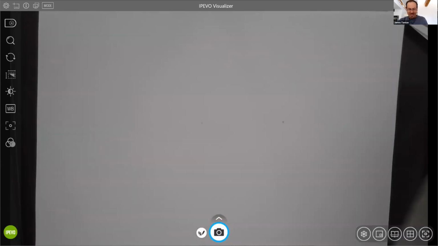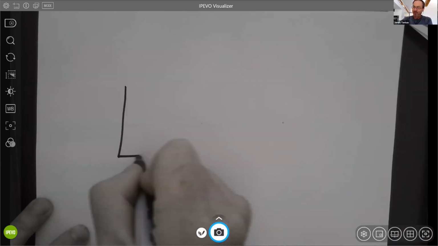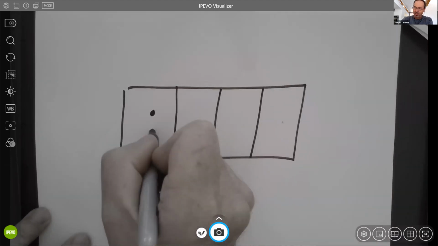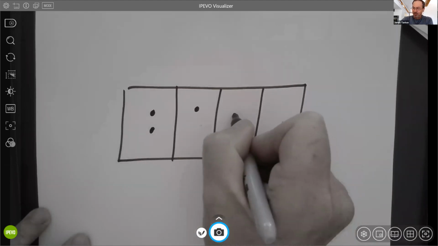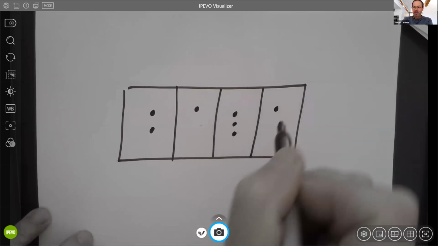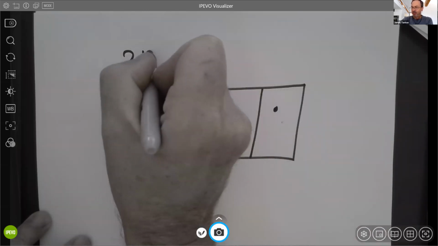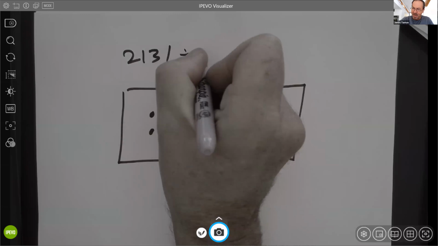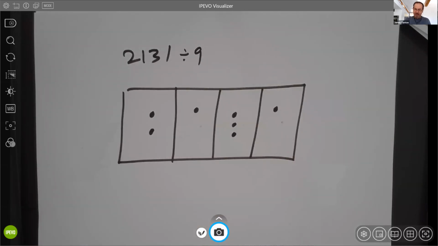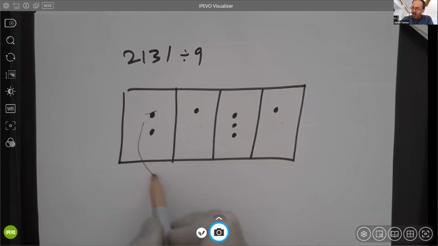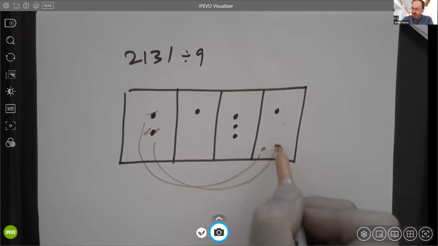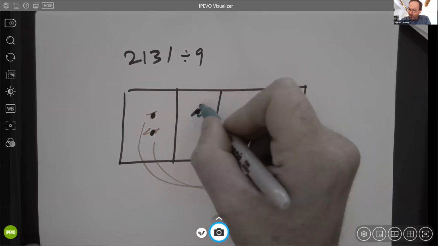Oh, so if I take this number, 2 dots, 1 dot, 3 dots, and 1 dot. So that's 2, 1, 3, 1. Well, what I just said, if I divide this by 9, well, this dot here gives me a remainder of 1 dot. This dot here gives me a remainder of 1 dot. This dot here will also give me a remainder of 1 dot.